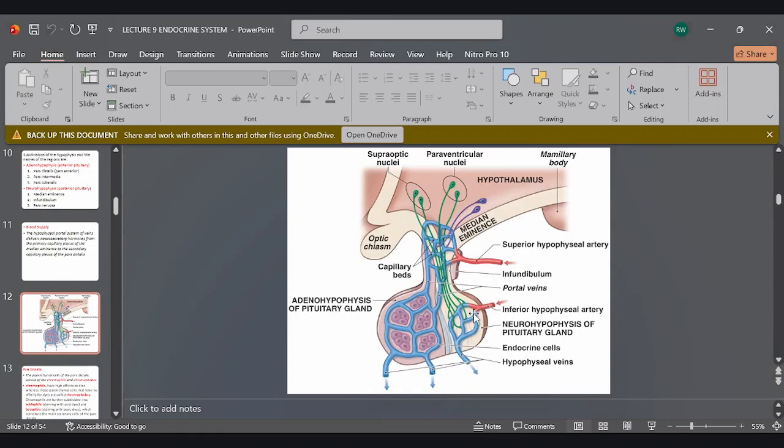Is that well noted, class? Are you able to see the differences between the adenohypophysis and the neurohypophysis of the pituitary gland? Yes. Okay.